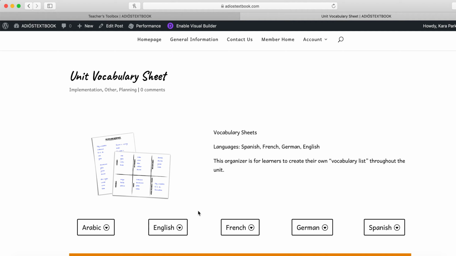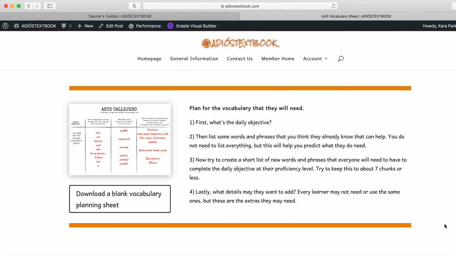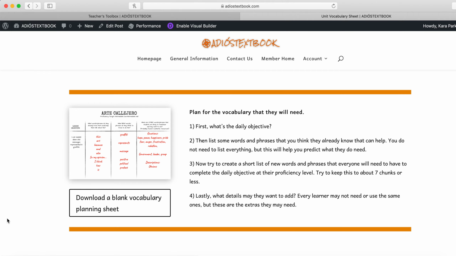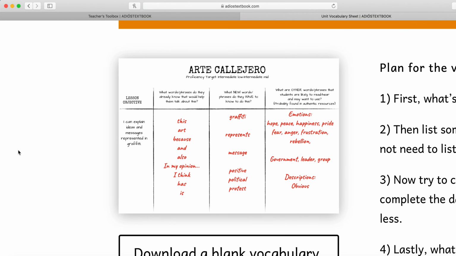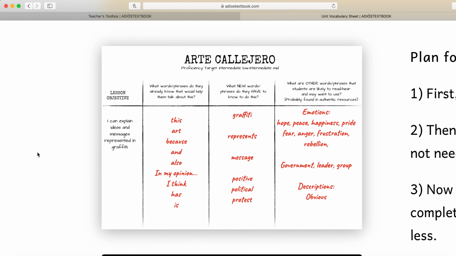So once there, at the top, you're actually going to see what we suggest to use with the students, and I'll come back to that in a second. So scrolling down here, here is an example. All right, let's make this large. I've picked the Arte Callejero, which is all about street art, to do the example, but this applies to any and every unit you can plan on here.